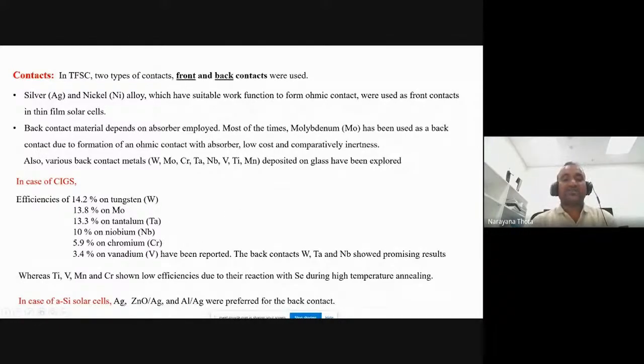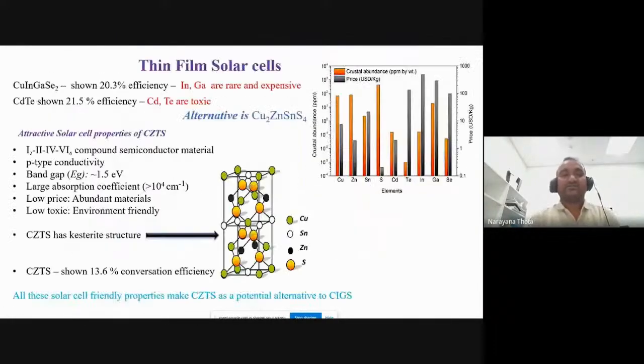In the case of silicon solar cells, we use silver, ZnO/Ag, and Al/Ag as the back contacts. Coming to thin film solar cells, up to now, there are two remarkable solar cells, CIGS and CdTe. They are currently in the market. CIGS solar cells showed 20.3% efficiency, whereas cadmium telluride solar cells showed 21.5% efficiency.